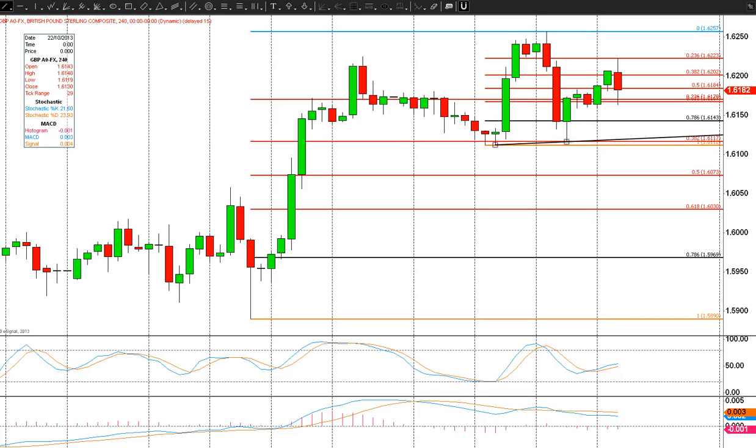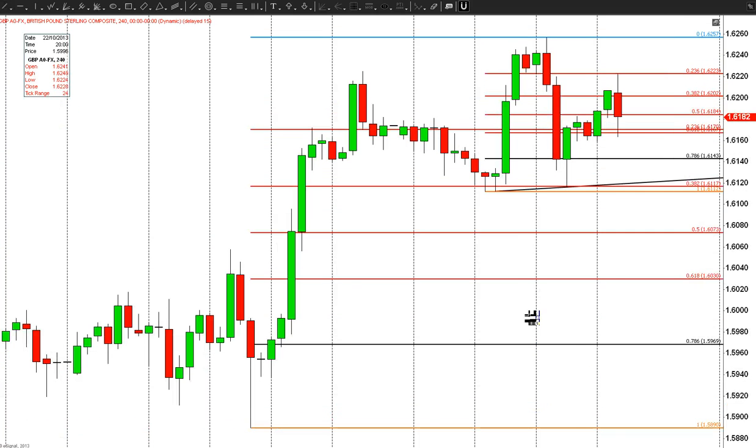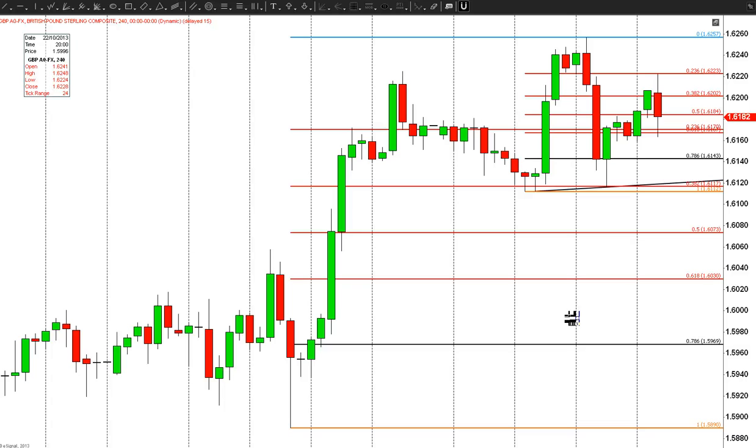So all in all, I'm not seeing any reason to be long cable at the moment. The only way I'm going to change my mind is if we see a close above 162.60 or a significant intraday break above 162.60. But as long as we hold below there, there's a good 2 or 3 reasons to be bearish of this market, and we are overbought on the stochastics as well. So all in all, I'm looking for this to be a selling opportunity.